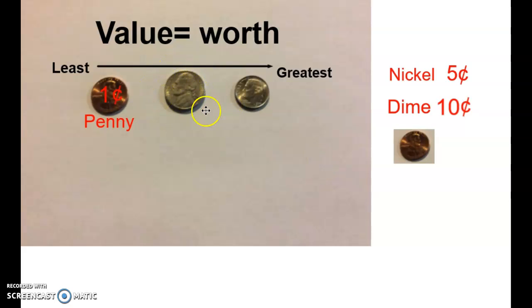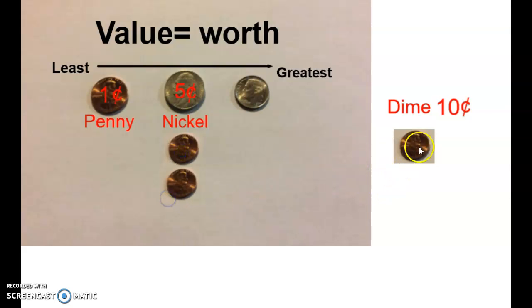The next one that has the next biggest value would be the nickel. That's right, the nickel. And do you know how much the nickel's worth? If you said 5 cents, you're correct. How many pennies would be in a nickel? Let's see if you're right. I think it's 5. 1 cent, 2 cents, 3 cents, 4 cents, 5 cents. Great job. So we can think of a nickel as having 5 pennies inside it. So it's worth 5 cents.